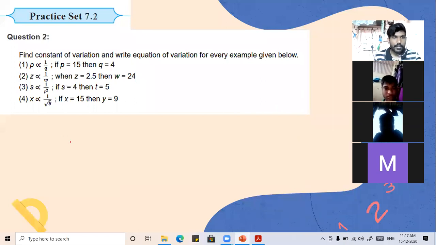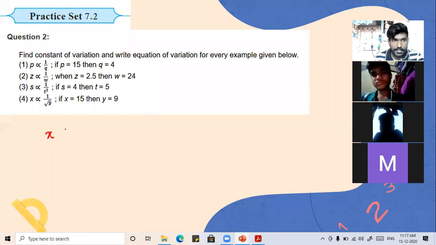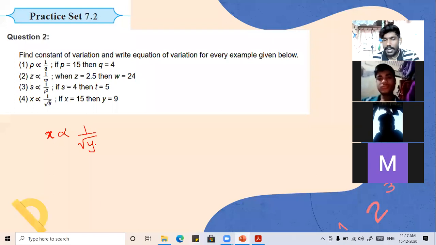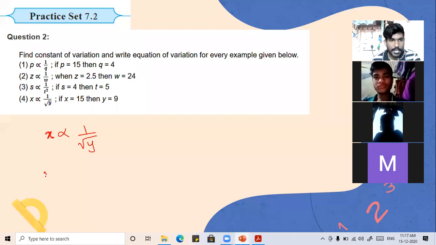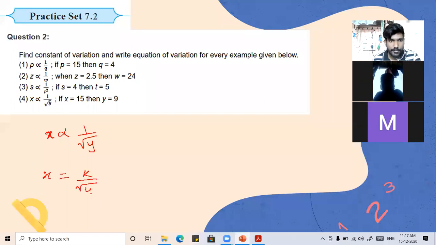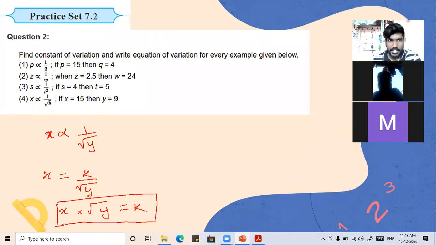Here it is said that x is directly proportional to 1 upon root of y. Now we want to write this first. What you have to do is write this in equation form. So this becomes x is equal to k upon root of y. If you take root y to the other side, it will get multiplied. So this becomes x multiplied by root of y is equal to k. This will become my equation.